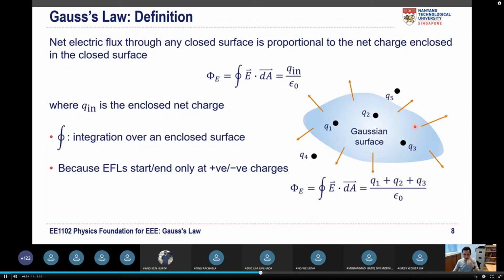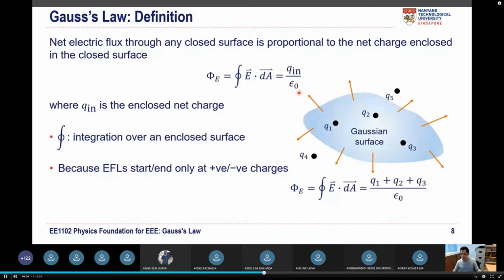Okay, so if we calculate the flux through this Gaussian surface, this integral sign with a circle in the middle means a closed surface. We are doing an integration over a closed surface. If we calculate a flux through an enclosed surface, then it's going to give us the total charge enclosed inside that surface, divided by epsilon 0.